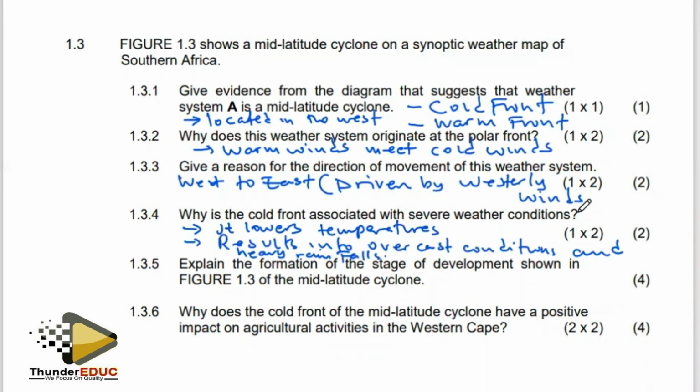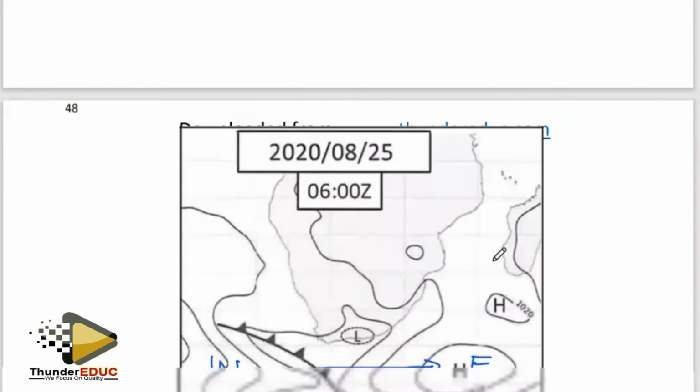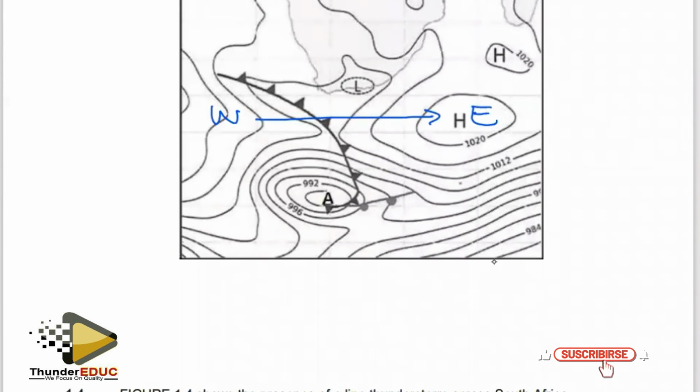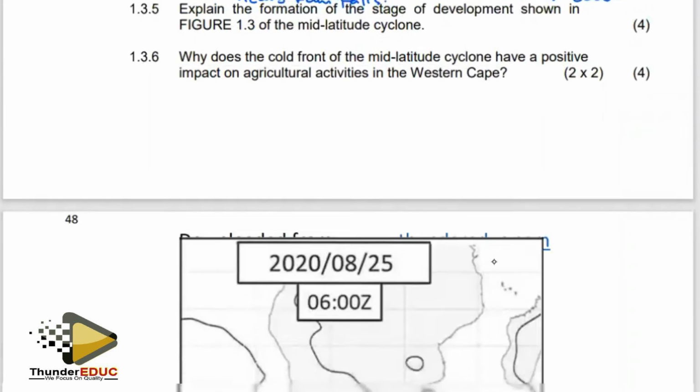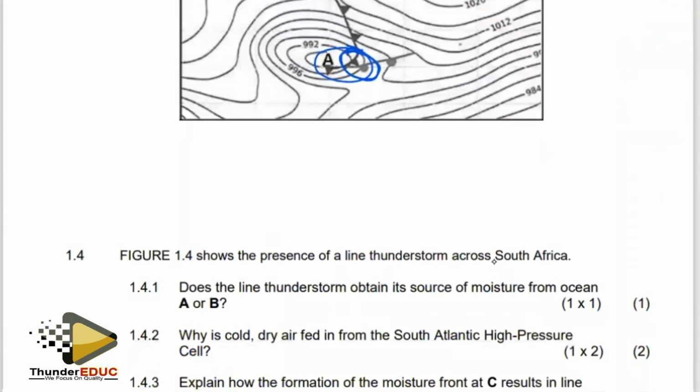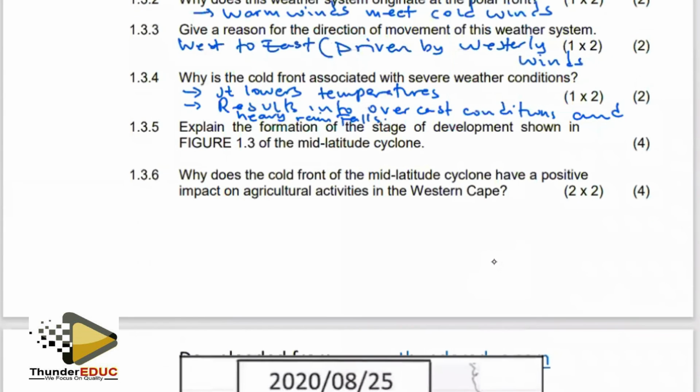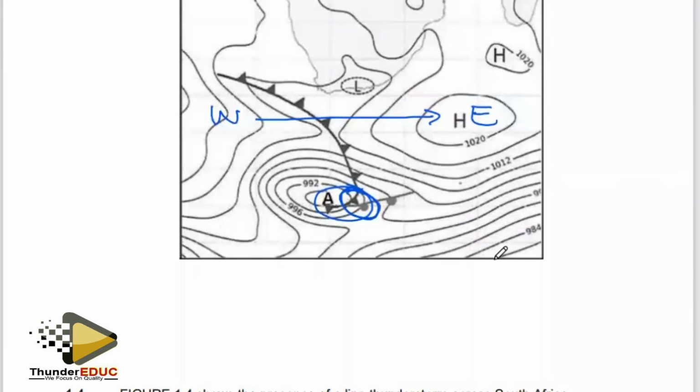1.3.5. Explain the formation of the stage of development shown in figure 1.3 of the mid-latitude cyclone. Let's see the stage of development. I think this is going to be the occlusion stage because we can see the cold front and warm front are mixing up, which is the occlusion stage. Okay, so I'm going to explain 1.3.5 down here.